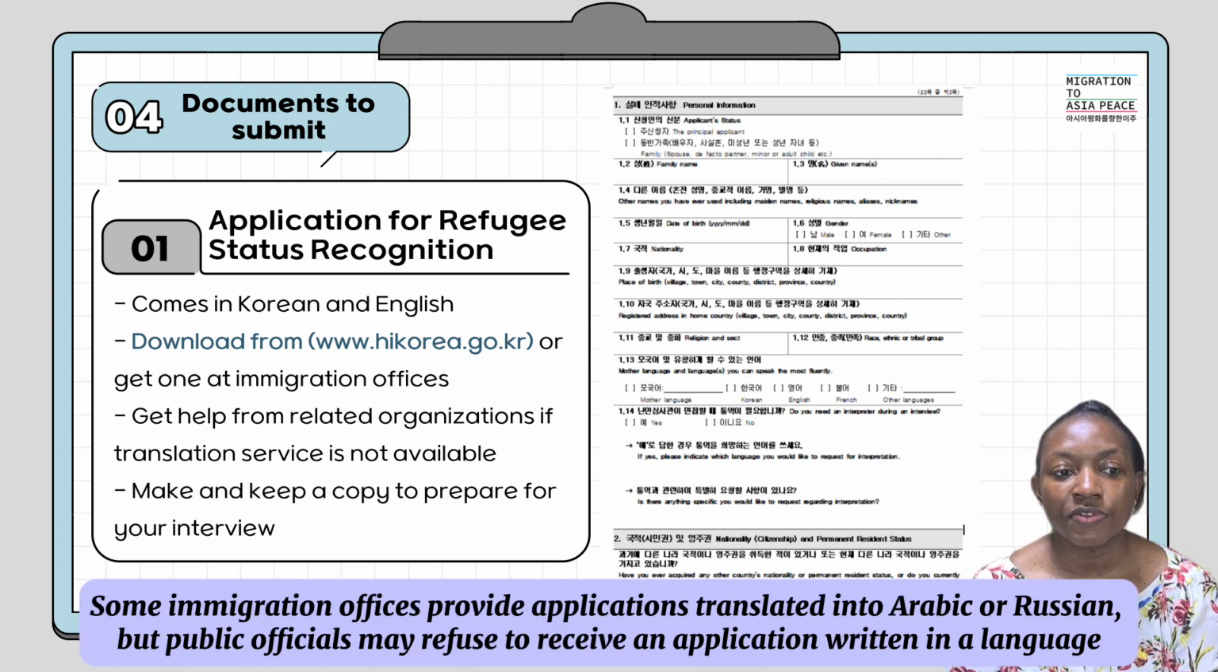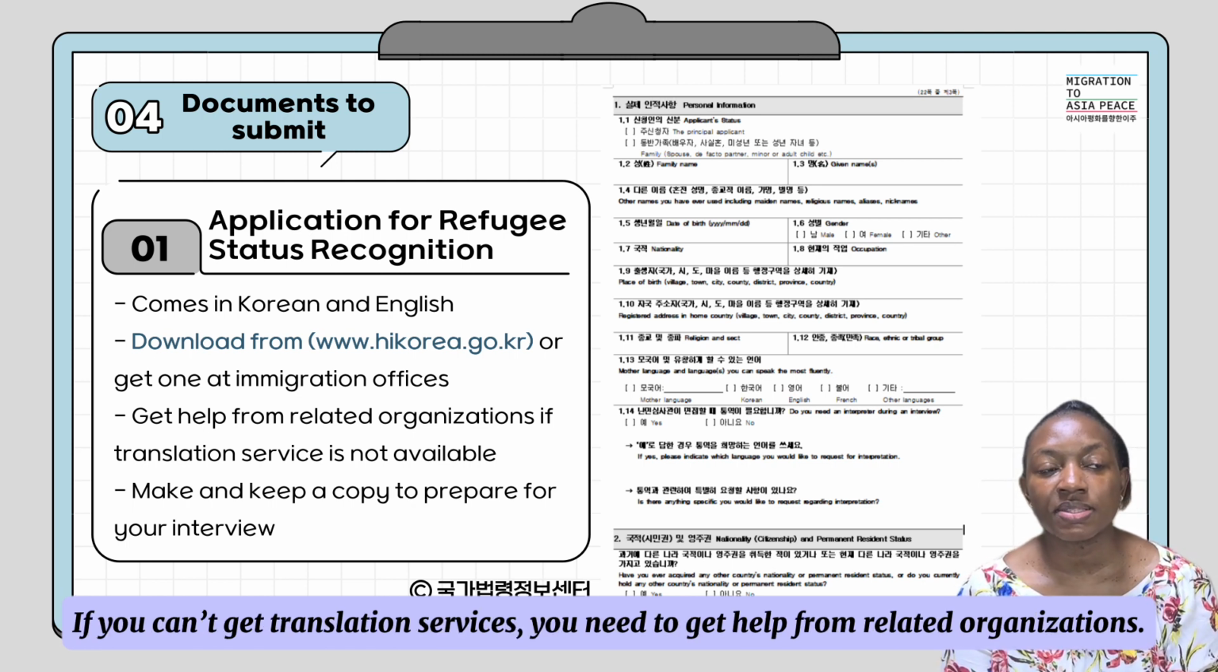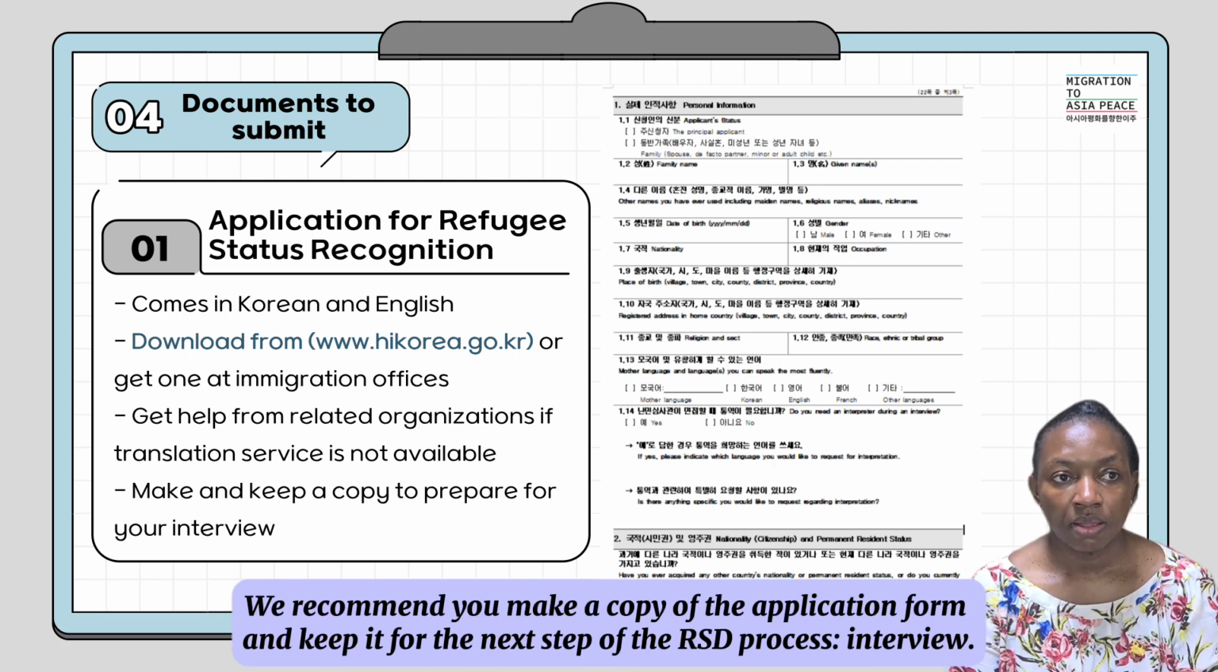Some immigration offices provide the application translated in Arabic or Russian, but public officials may refuse to receive an application written in a language other than Korean or English and demand it be written in either Korean or English. If you need translation services, you need to get help from related organizations. We recommend you make a copy of the application form and keep it for the next step of the RSD process, the interview.